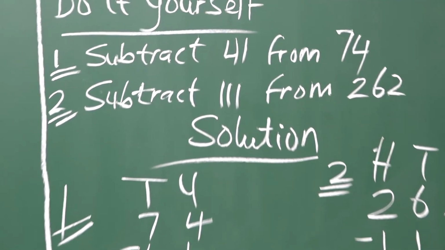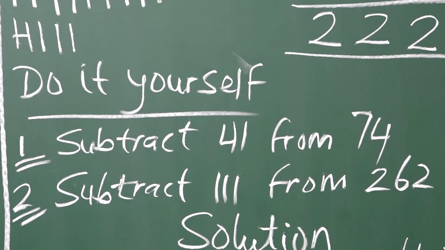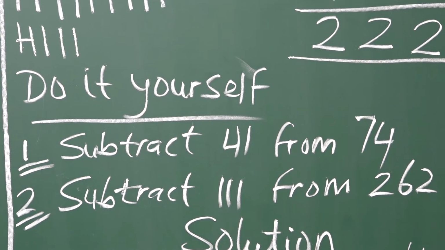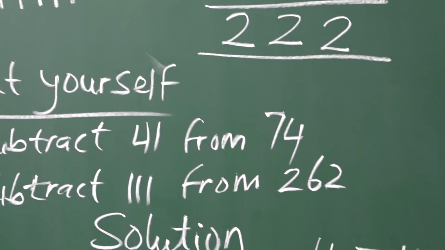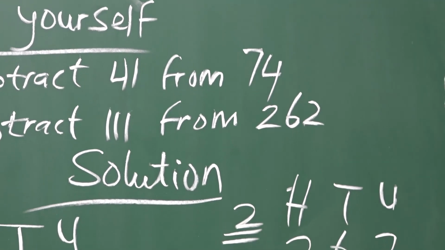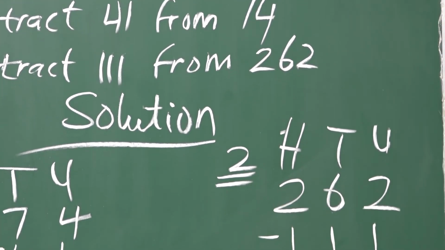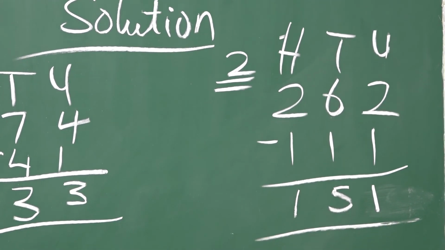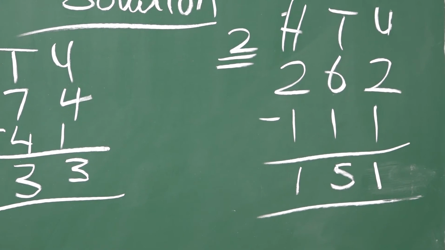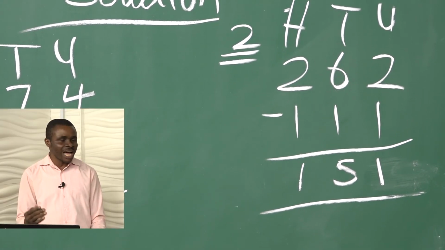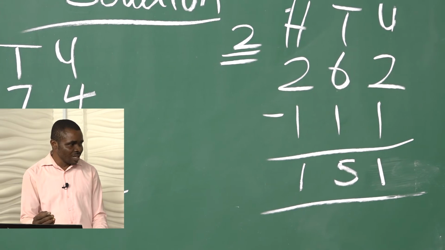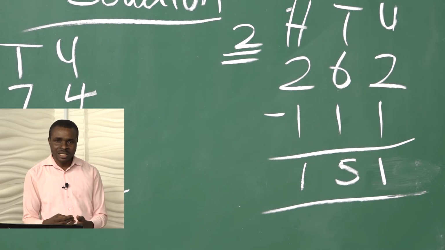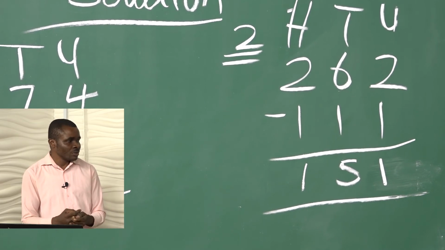Now the second, do it yourself. Subtract 111 from 262. You have to take away 111 from 262. Now this time around, how many digits are involved? It's just to count how many numbers you are seeing there. We have 2, we have 6, we have 2. That makes it a 3-digit number. And you have to subtract also a 3-digit number from it. So this time around, instead of having just tens and unit, we are going to be involving 100, which is represented by H. So we have H for 100, T for tens, and U for unit.